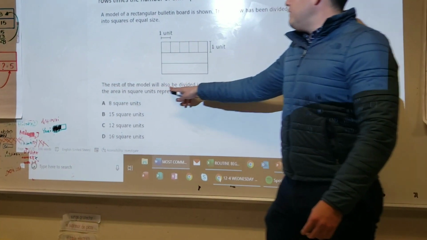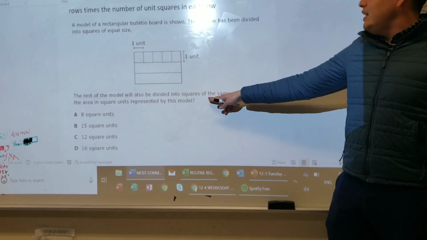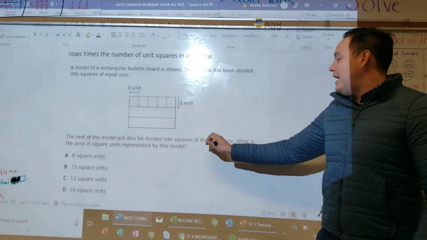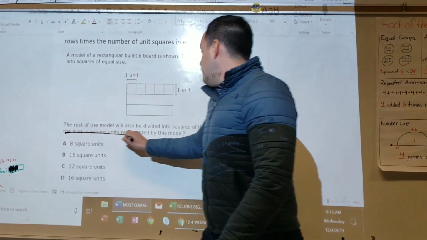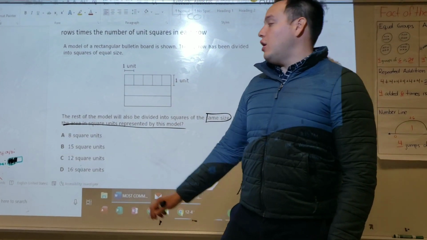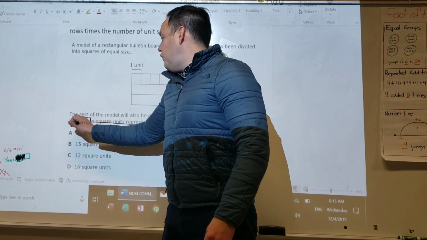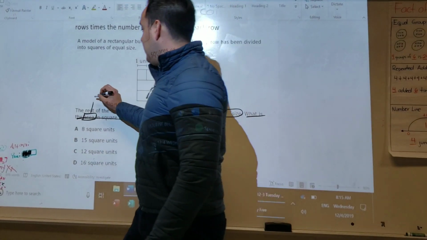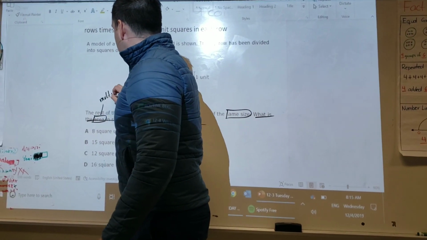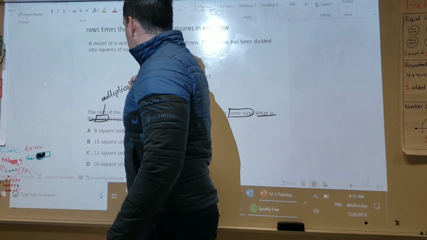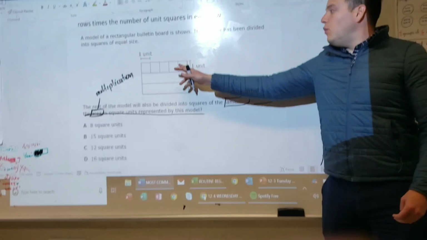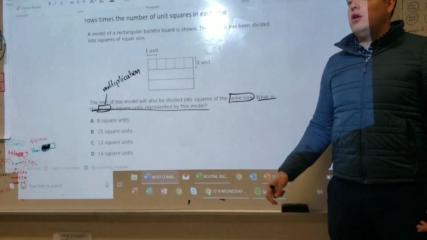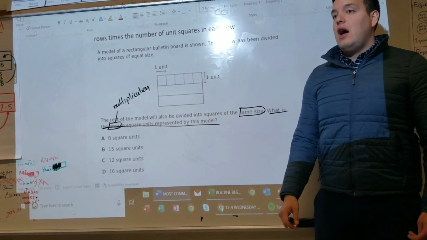Now, the rest of the model will also be divided into squares of the same size. What is the area of the square units represented by this model? Area, it's a math keyword for multiplication, okay? Good job. Multiplication. Okay, Isaac, do you know how do we approach this problem? How would you solve it?